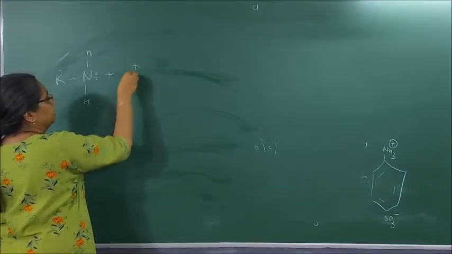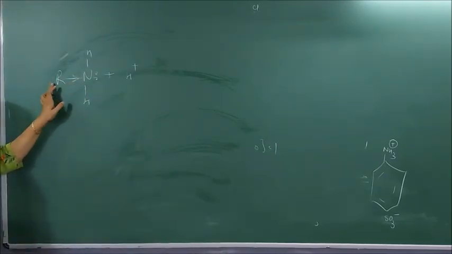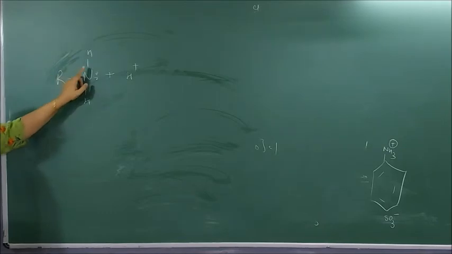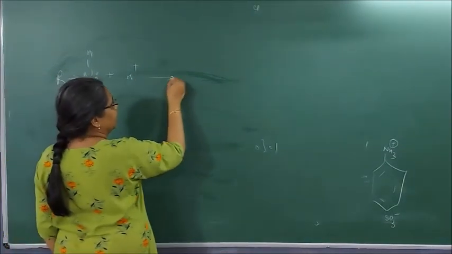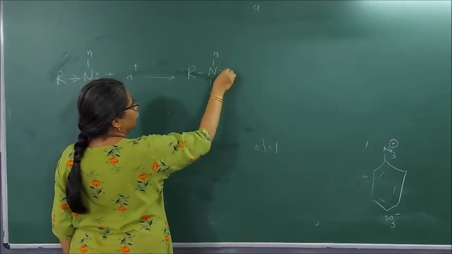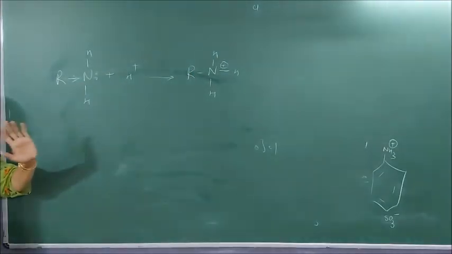So what it does? This will release the electron towards the nitrogen atom, as it is an electron releasing group. So the electron density over this nitrogen atom increases and it very easily forms R, N, H, H and one positive sign. Salt बनाता है, ठीक है?